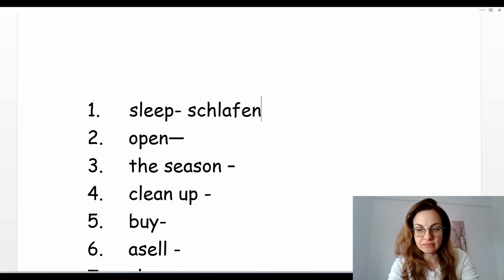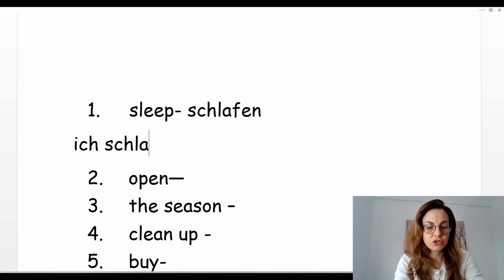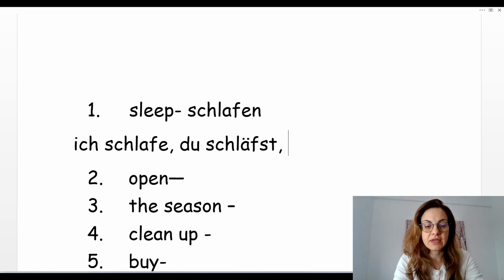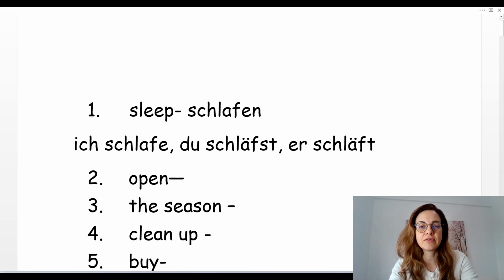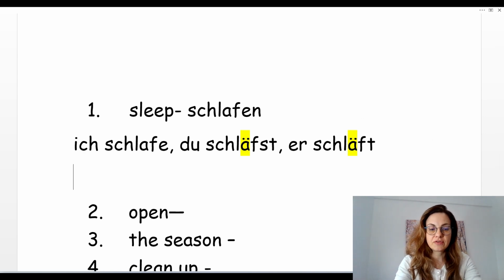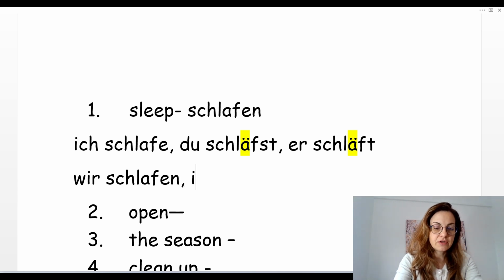Schlafen. It's an irregular verb, so it's ich schlafe, aber du schläfst, sie, es schläft. Irregular words are irregular only in second and third person singular. So here we have umlaut. Ich schlafe, du schläfst, er schläft. Plural is regular, so we are schlafen, ihr schlaft, sie schlafen.